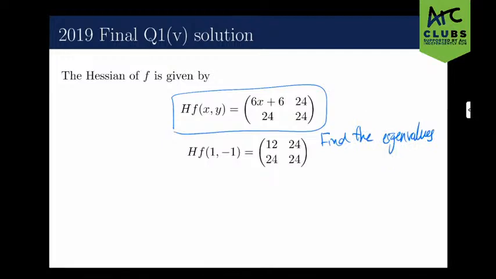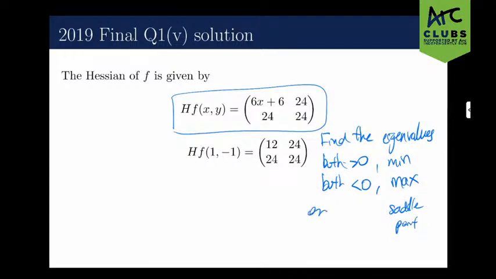If these two eigenvalues are both positive, then we have a positive definite matrix, and we have a minimum stationary point. If both the eigenvalues are negative, then we have a negative definite matrix, and this will be a max. If these two eigenvalues have different signs, one positive and one negative, it will be a saddle point.